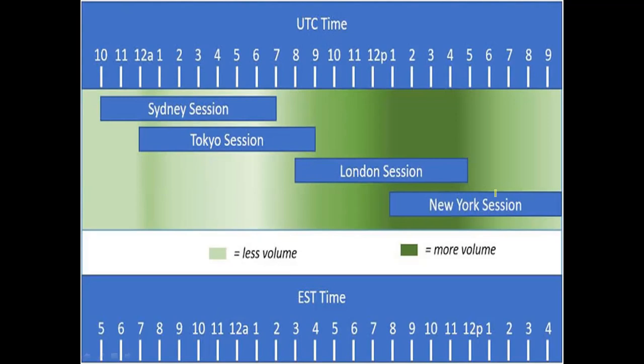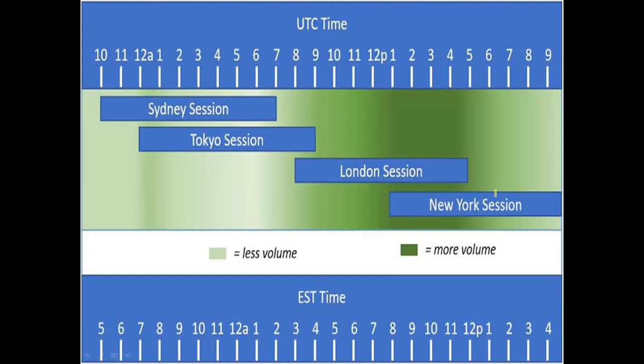While the Sydney session is running, the Tokyo session joins around 12 a.m. The Sydney session comes to an end by 7 a.m. While the Tokyo session is still running, the London session joins at 8 a.m. And while the London session is still running, the Tokyo session closes at 9 a.m. The London session runs to 5 p.m. The New York session joins.